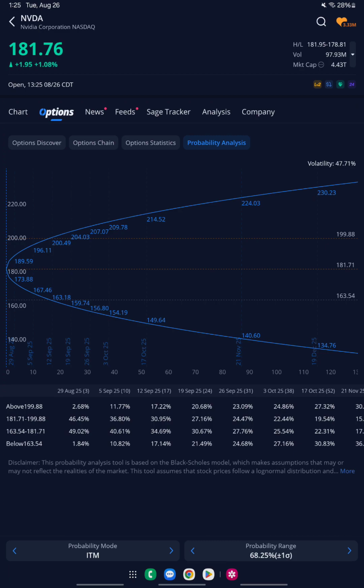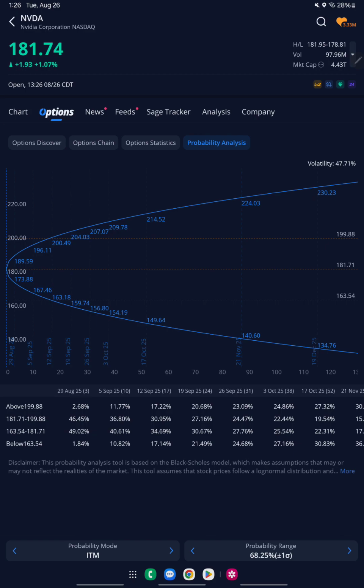So above 199.8, as we are looking at it, the probability for this Friday expiration is only 2.68%. If we want to increase our probability, we have to extend to one week later. Two weeks later, we jump to 17%. Four weeks later, we jump to 20%, and so forth. As you can see, obviously, the more time we give ourselves, the more money we have to pay, as you know in options.